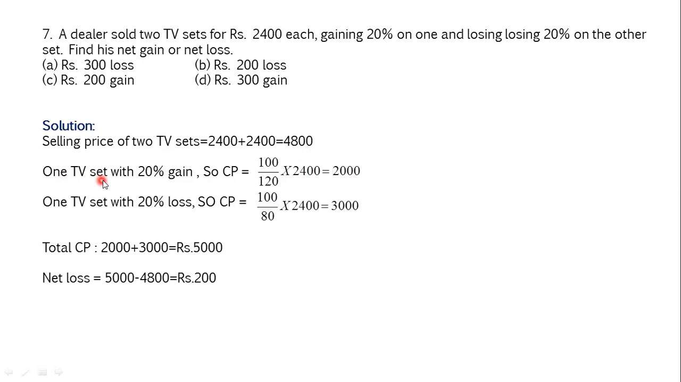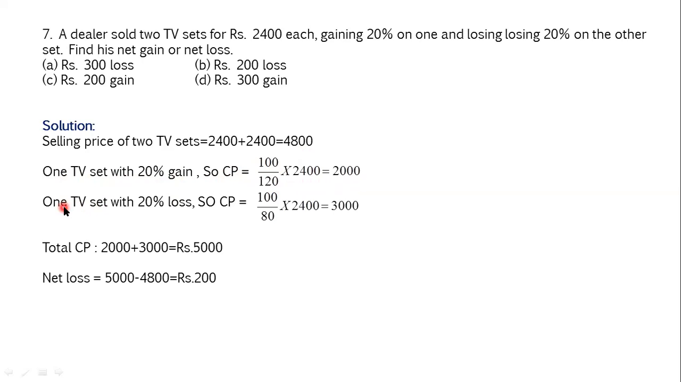Okay. Now on one TV set, there is 20% gain. So what will be CP for that? 100 upon 100 plus percentage gain. 100 upon 120 into 2400. So CP will be 2000.